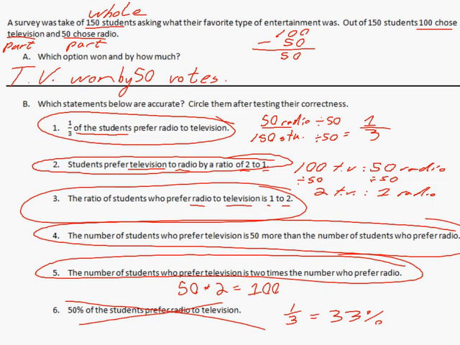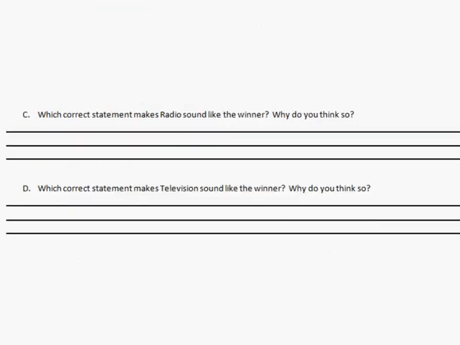Doesn't really talk about radio too much, it just says it lost. Number 2, students prefer television to radio by a ratio of 2 to 1. Number 3, the ratio of students who prefer radio to television is 1 to 2. So that one sounds like it might work because it talks about radio first. So, which correct statement makes radio sound like the winner?